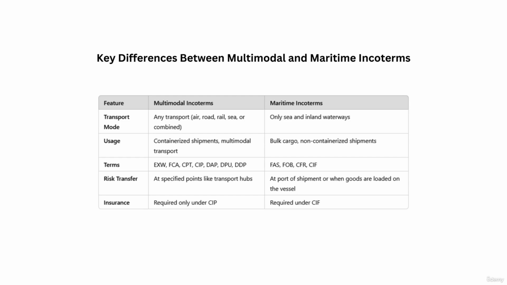Multimodal Incoterms can be used for any mode of transport, including air, road, rail, and sea. They are best suited for containerized shipments and international logistics. Maritime Incoterms, on the other hand, are exclusively for sea and inland water transport and are most commonly used for bulk and non-containerized cargo. For example, if you are shipping goods by air or rail, you must use FCA, CPT, or CIP, not FOB or CIF, which are only meant for sea transport.